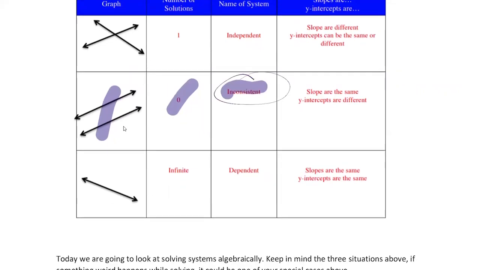But inconsistent is where you have parallel lines, dependent is where you have the same line. So if this picture doesn't make sense, that means you have the same line.